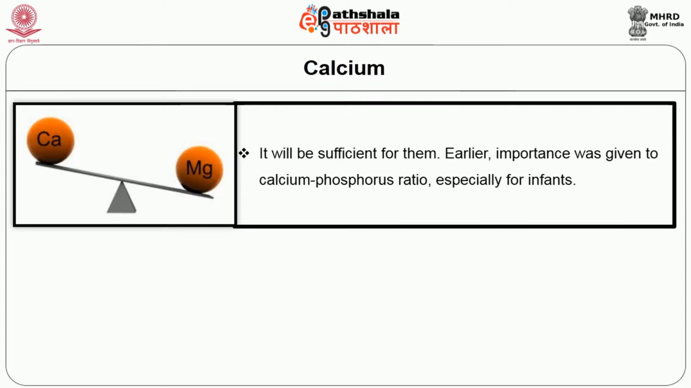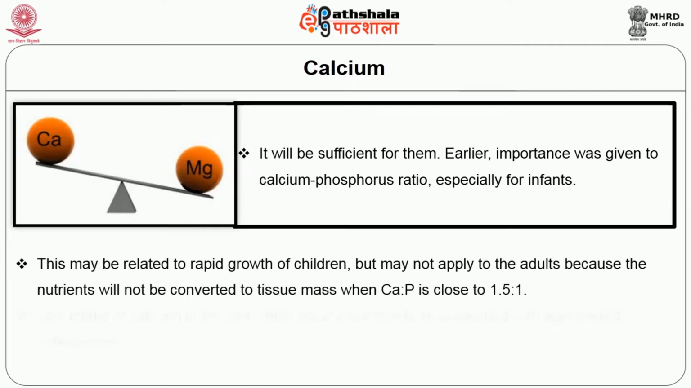Earlier, importance was given to the calcium-phosphorus ratio, especially for infants. This may be related to rapid growth of children but may not apply to adults, because the nutrients will not be converted to tissue mass when calcium to phosphorus is close to 1.5:1.